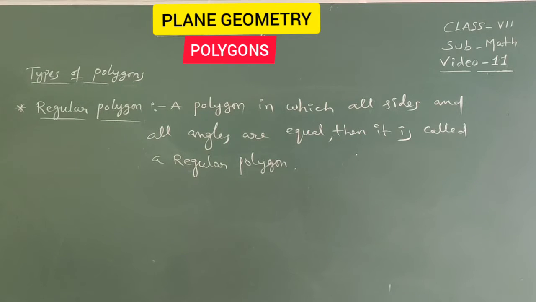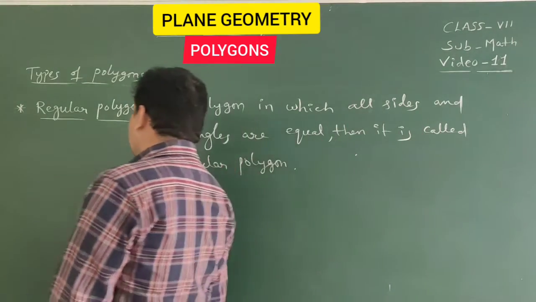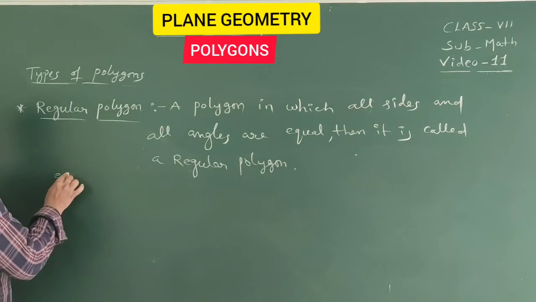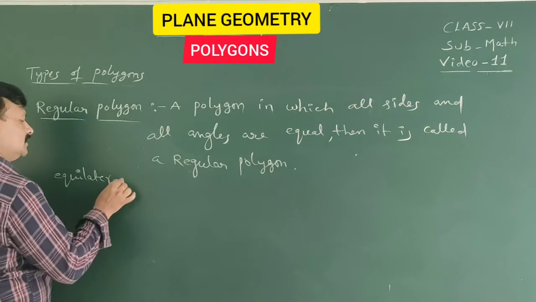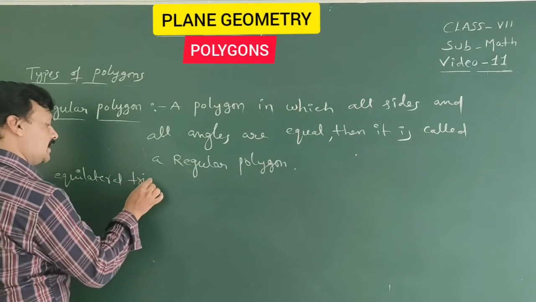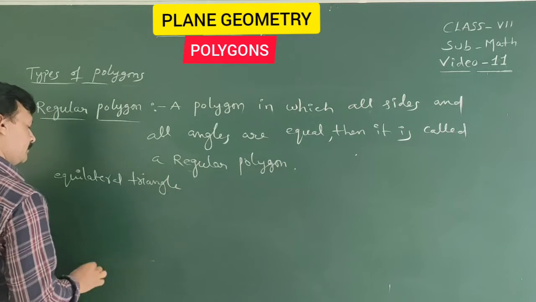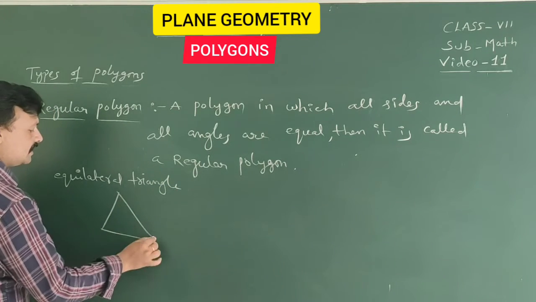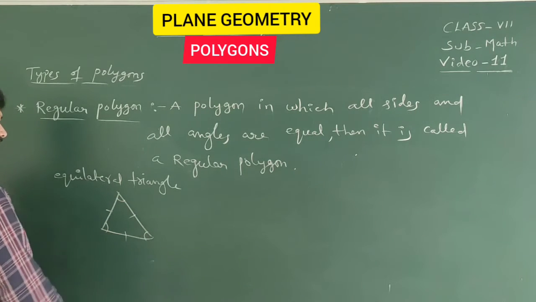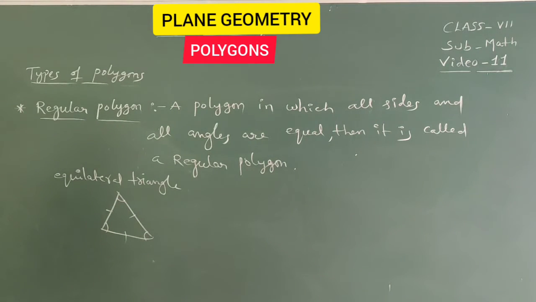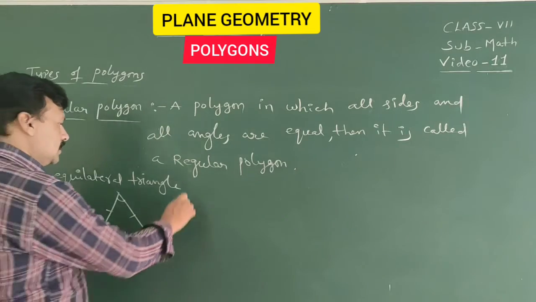Regular polygon means all sides are equal and all angles are equal. Examples: equilateral triangle. Equilateral triangle means all sides are equal, all angles are equal, each angle measures 60 degrees. And a square.